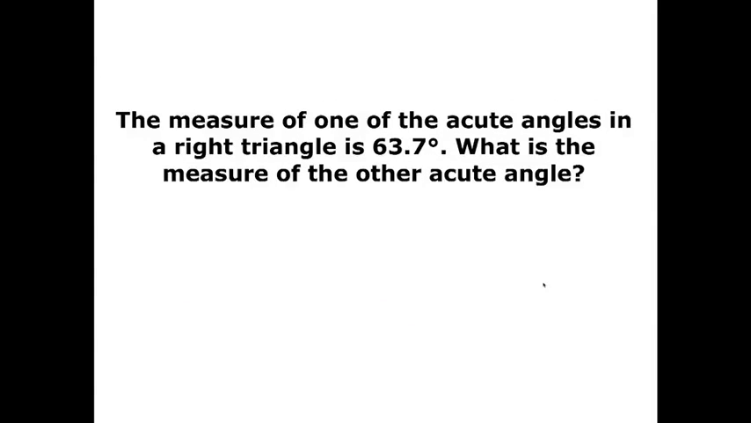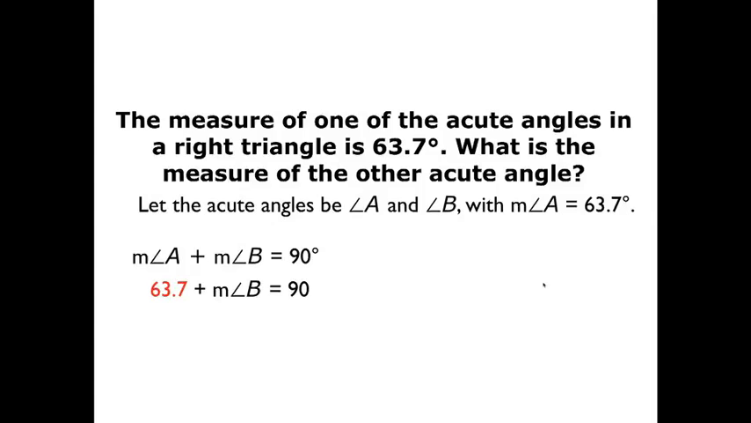Okay, so the measure of one of the acute angles in a right triangle is 63.7 degrees. What's the measure of the other acute angle? So you know you have a right angle and you have 63.7. So the 63.7 and the other acute angle have to measure to 90, because those two angles plus the right angle would make 180 degrees in your triangle. So you're just going to subtract 63.7 from 90. Straightforward. You get 26.3 degrees.